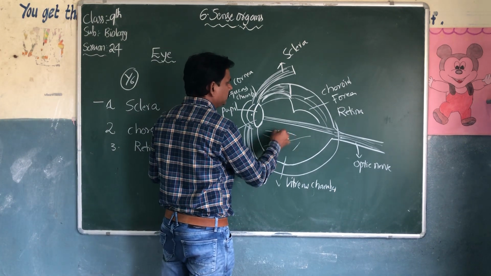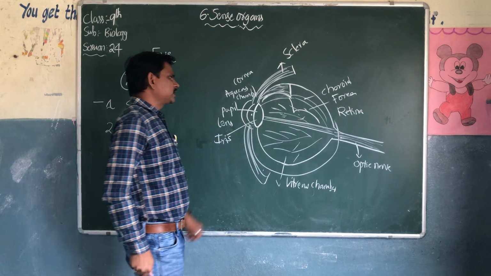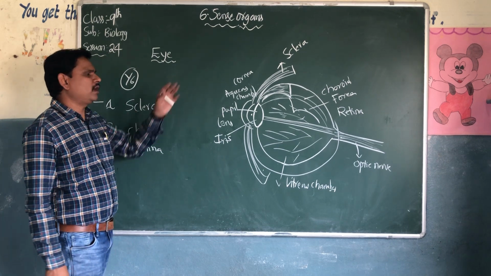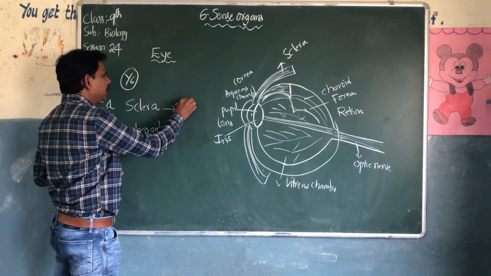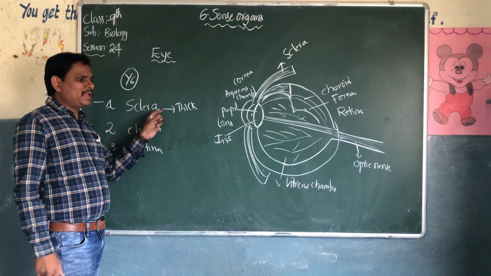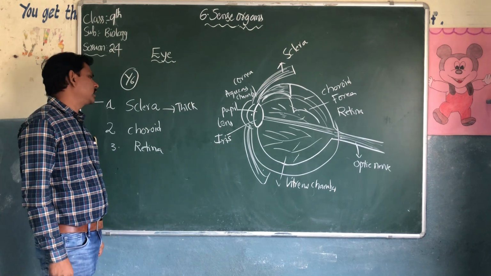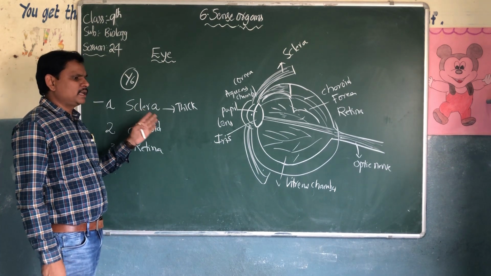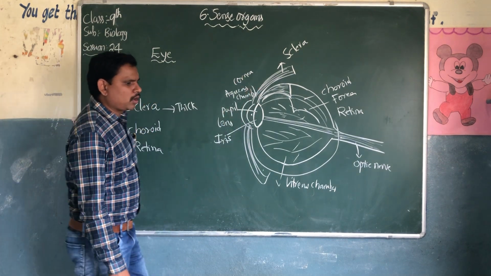There are so many blood vessels inside the eye. This is the small rough diagram of the eye. It consists of three layers. One is the sclera, the outermost layer, which is thick and tough, fibrous and non-elastic. It is a white color structure, and this white structure is called the sclera. This sclera bulges and forms the cornea.